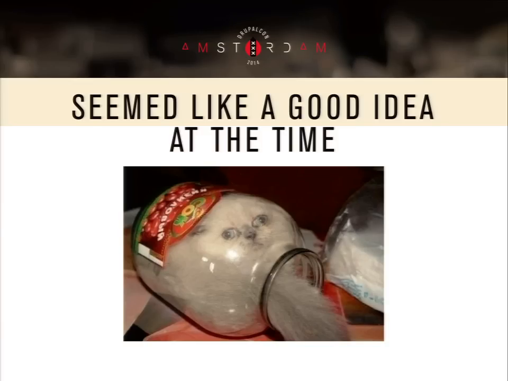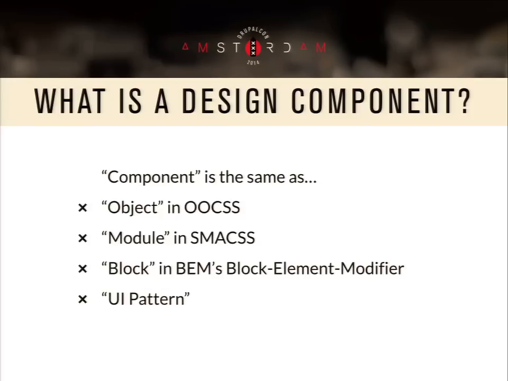So given the mistakes that we're doing now, how do we fix that, right? And that's with design components. When I say design components, basically what I'm talking about is the object in object-oriented CSS, the module in SMACSS, which is scalable, modular, what the hell is it? Yeah, whatever that stands for. Block in BEM, block element modifier, UI pattern. These are all the same thing, same concepts.